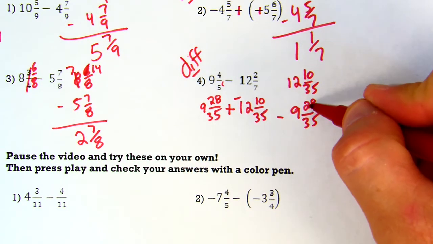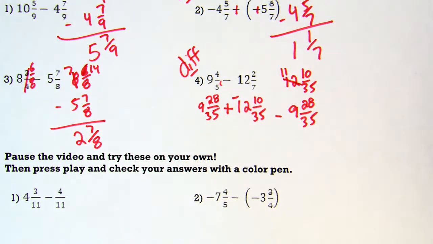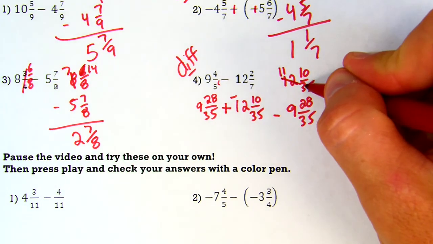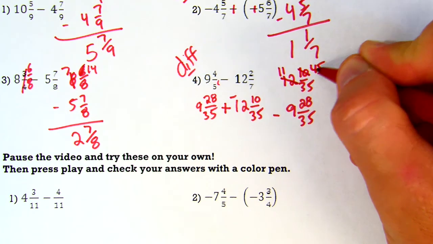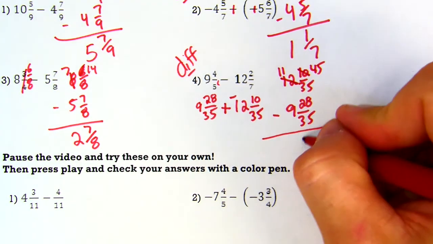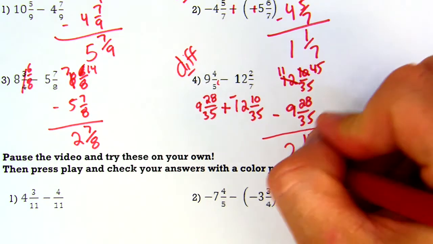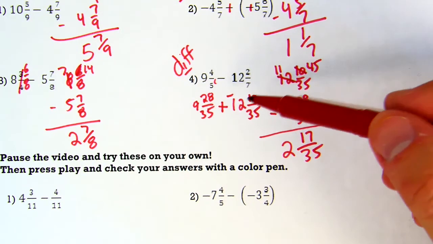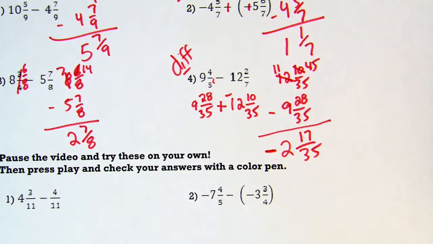I cannot do 10 minus 28, so I have to borrow from my whole number, so 12 becomes an 11. And then I'm going to go ahead and add a 35 over 35 to it, so it makes that a 45 over 35. So 45 minus 28 is 17. Bring down your 35. 11 minus 9 is 2. Go ahead and look at my original problem here. I notice that my negative is larger than my positive, so I have a negative answer. So negative 2 and 17/35.